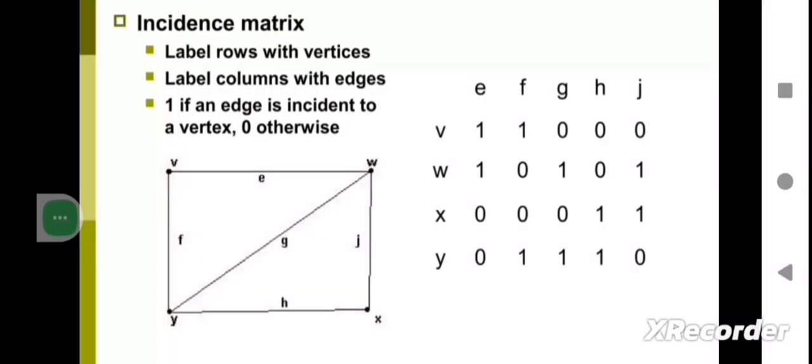Similarly, we should check the remaining 2 rows. Okay, this is the incidence matrix. By using this figure, we are going to formulate this matrix.